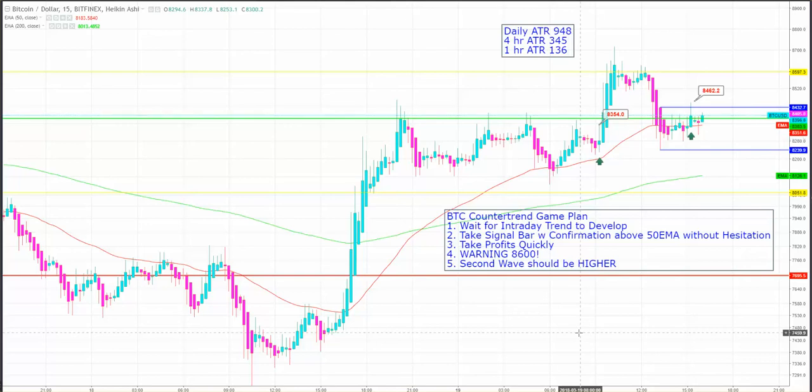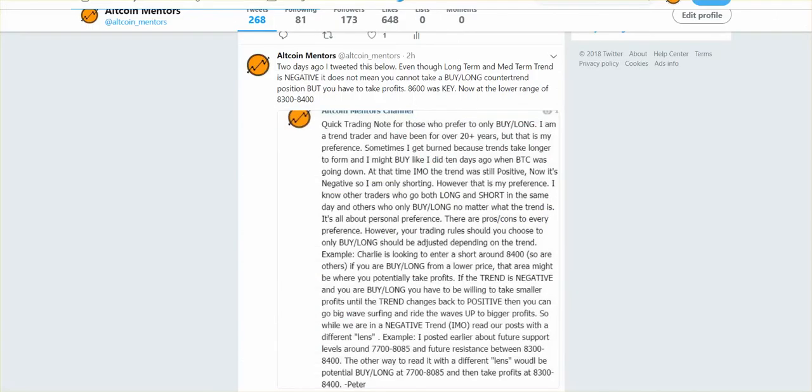So right now, the overall trend for Bitcoin is negative. The long-term and the medium-term trend is negative. In the morning, the short-term and the intraday trend was positive. So I'll talk about my game plan, but first let me show you a tweet that I put out.